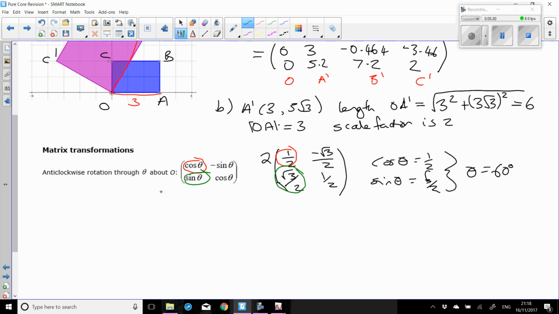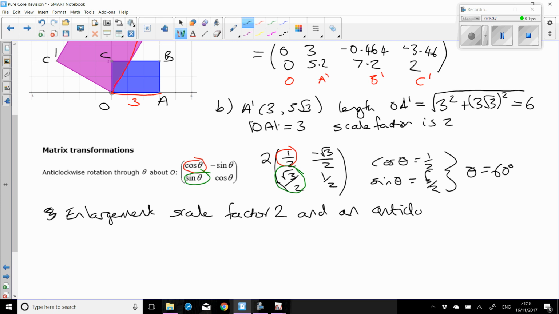So, describing our matrix, it is an enlargement scale factor 2 and an anti-clockwise rotation through 60 degrees about the origin.